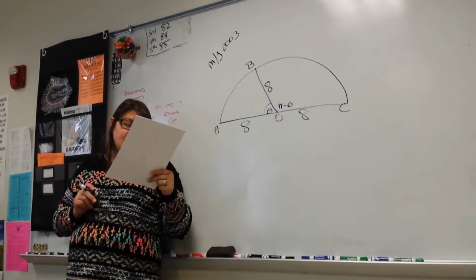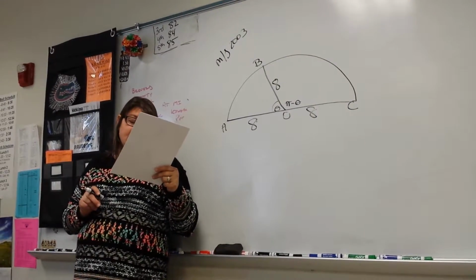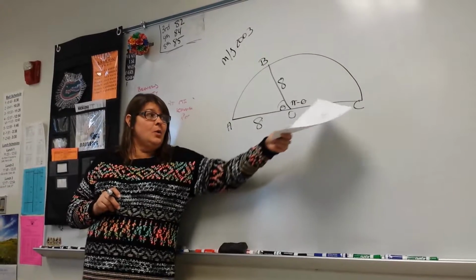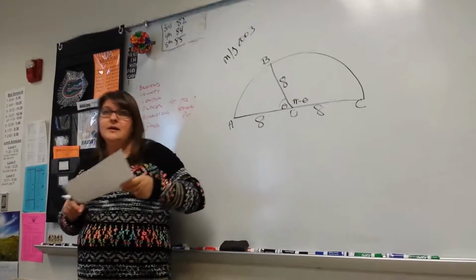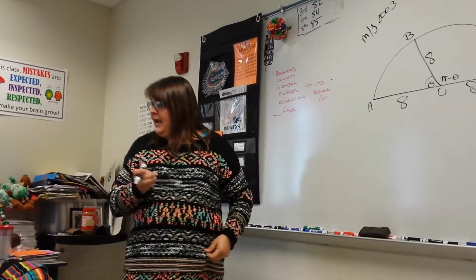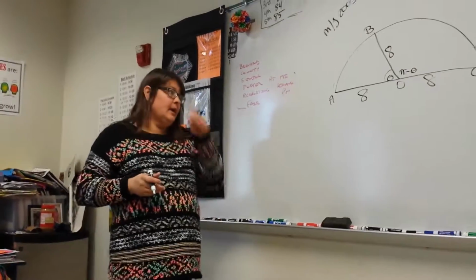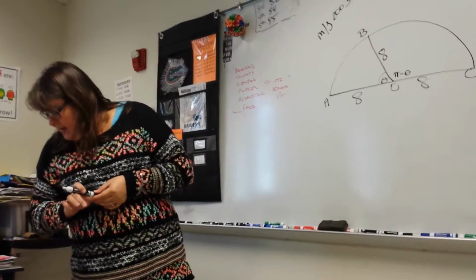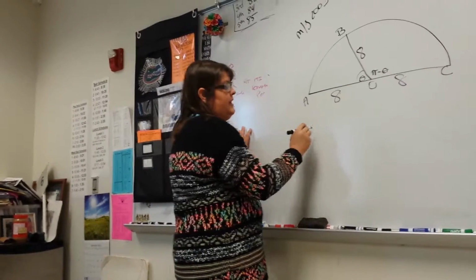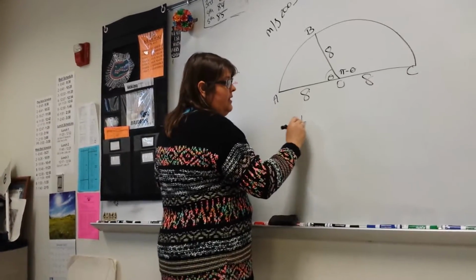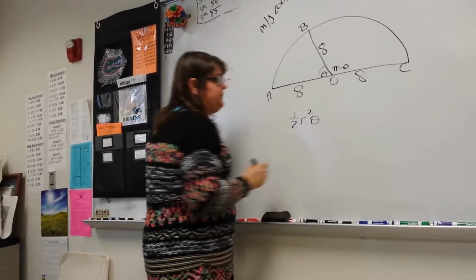The next part: in the case where theta equals 1, calculate the area of the sector BOC. That is true just for this one problem. So we have to find the area of BOC. I know the area of a piece of pizza is 1/2 r squared theta.